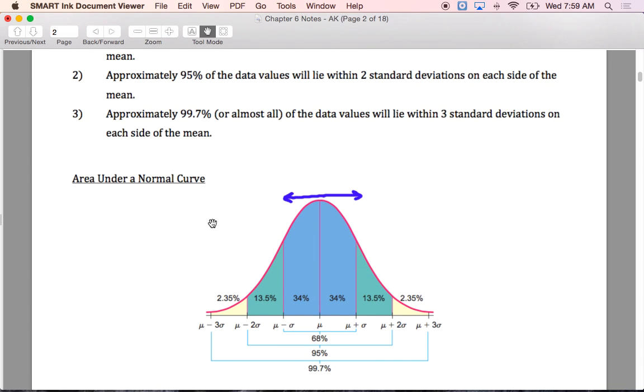For the second one here, you're looking at 95%. If you go 2 steps away both ways, the total of all those percents is going to be 95%. Now if you go 3 standard deviations, you're going to get 99.7%. This is not 100% of your data because there is still a small chance of being outside 3 standard deviations either way. But most of your data is going to fall between 3 standard deviations to the left and 3 standard deviations to the right. So it's 99.7. You can't say it's 100%. It has to be 99.7 between your 3 steps away on each side.